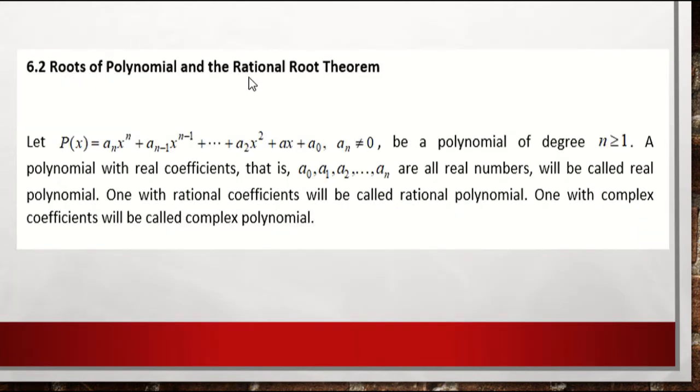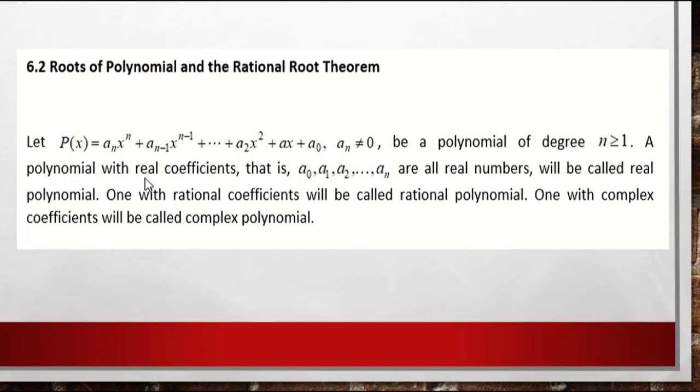Roots of polynomial and the rational root theorem. Let p of x equal a sub n x to the power of n plus a sub n minus 1 times x to the power of n minus 1, and so on, then we have a sub 2 times x squared plus a sub 1 times x plus a sub 0, where a sub n is not 0, be a polynomial of degree n greater than or equal to 1.